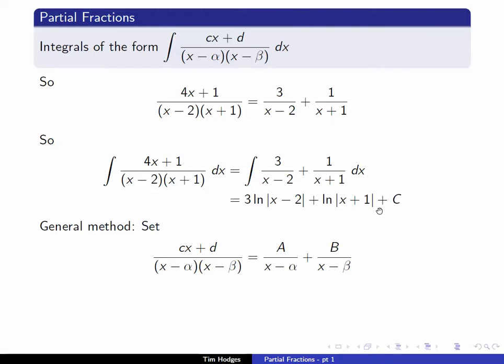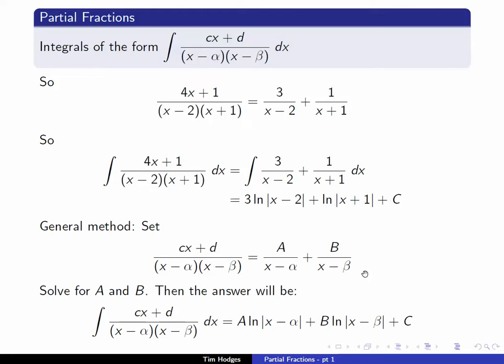Whenever we have a rational function of this form, a linear function over the product of two linear functions like this, we can write it as a over x minus alpha plus b over x minus beta, and repeat that kind of process to find the specific values of a and b. And then, of course, the integral will just be given by this, a log(x minus alpha) plus b log(x minus beta). So that's how we deal with this first simple case.